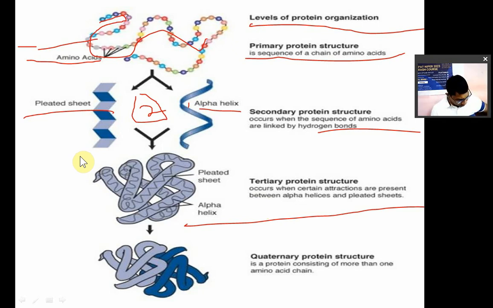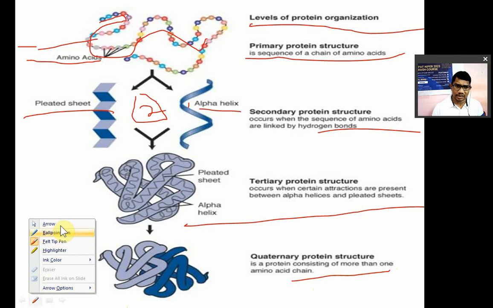Okay. Now what is quaternary structure? Again there is a folding and defolding. So when protein consists of more than one amino acid chain, इसमें दो तीन polypeptide chain साथ में होगा. So this is nothing but the different structures of protein: primary, secondary, tertiary, and quaternary structure of protein.